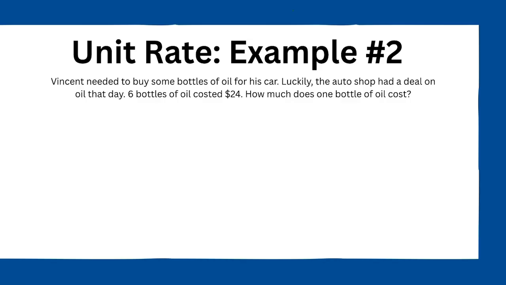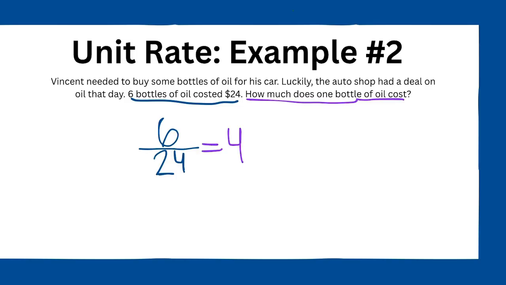To do this, I'm going to find my important information first. So I see that my given is 6 bottles of oil cost $24. The question is asking how much does one bottle of oil cost? So once I highlight my information, I can now set up my equation because I know what I'm looking for now. So I'm going to do 24 divided by 6, because that's my given, and those are the two numbers I'm going to use, and I'm just going to divide those two numbers. And when I do that, I get 4. So that means one bottle of oil costs $4.